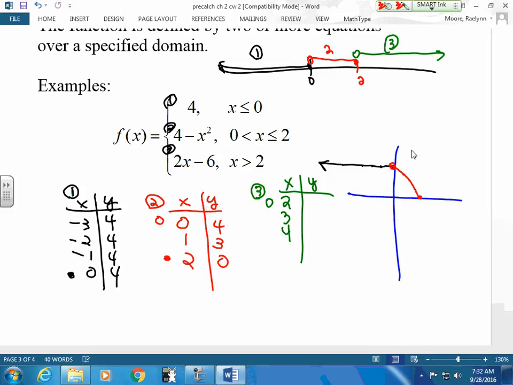Then my last one, we didn't put points in. Plug a 2 in here. So this is 4, this is -2. Plug a 3, this is 0. Plug a 4, this is 2. So start here at the 2, I am a -2. It's open. At the 3, I'm a 0. At the 4, I'm a 2. And it's a line that goes like this.